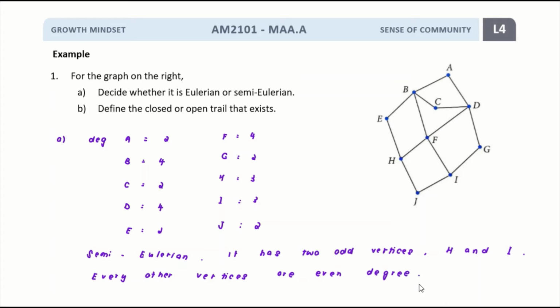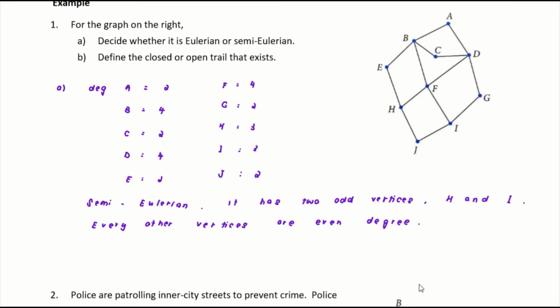If you have a semi-Eulerian graph, then the trail that you are going to form is an open trail. Semi-Eulerian means you start and end at different points, and the starting and ending points must be the ones with odd degree. So let me change the color. If we start with H here, you can try to go through.